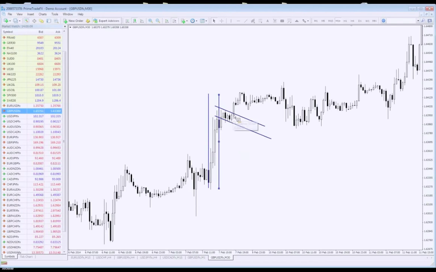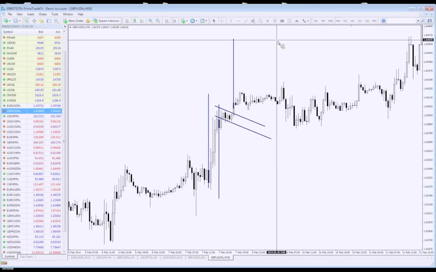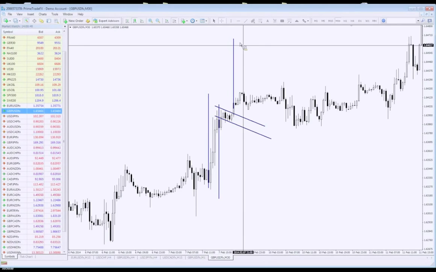Now, when this flag breaks, or when we break out of the flag portion of this, the move generally will equal the length of the original flag pole. So let me bring this down a bit just to get it in line with the flag pole. All right. And then if I take this and bring this up here, all right, on a breakout of the flag, our distance it travels should be equal to the flag pole. Now, this is one of the number one patterns, one of the more reliable patterns, okay, that you're going to find.